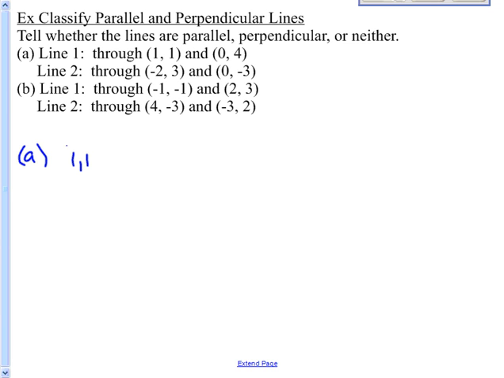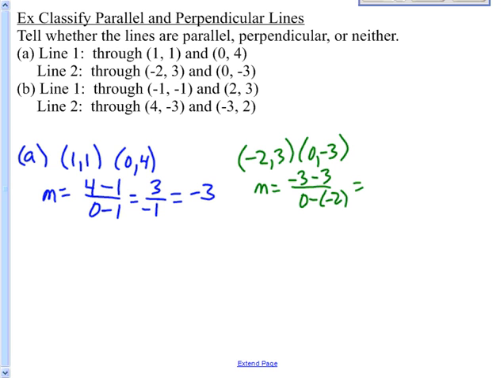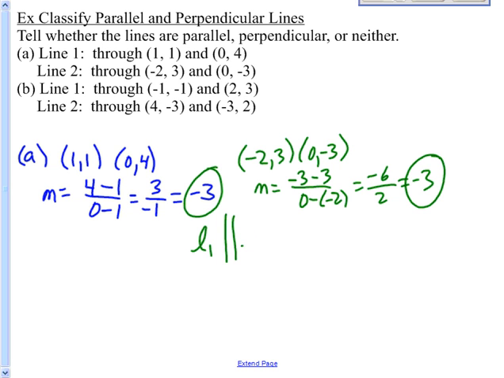line 1 looks like we have 1, 1, 0, 4. Find your slope, y2 minus y1 over x2 minus x1. Looks like we got 3 over -1, -3. Now let's do a slope for this other one. -3 minus 3 over 0 minus a -2. So it looks like -6 over +2, -3. And you say, let's see, slope of the first line was -3. Slope of the second line, the exact same thing. So line 1 is exactly parallel to line 2. They have the same exact slope.